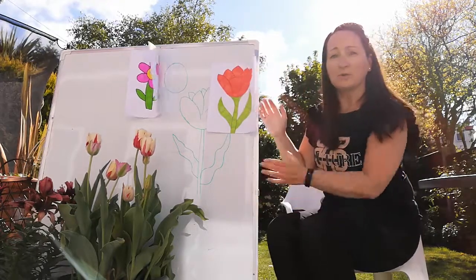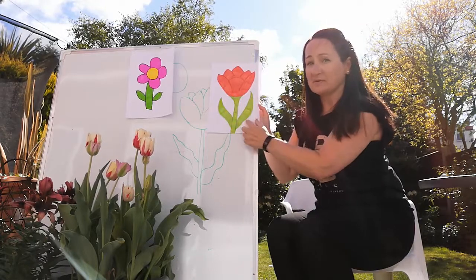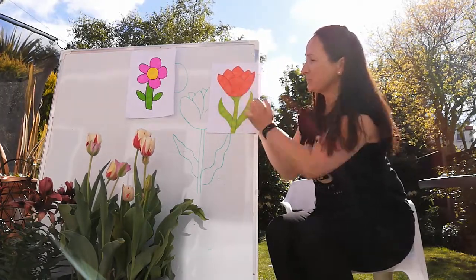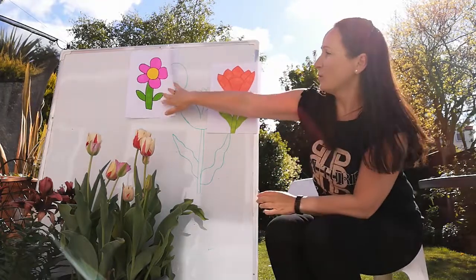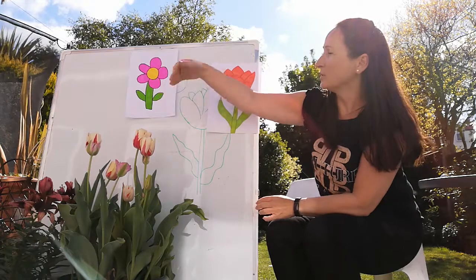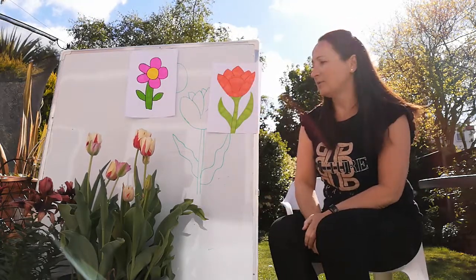Compare the two. They are both flowers. They've got all the features that we would expect to see. This one is an observational drawing that's got all the extra detail. It's got the shading and the shapes there, whereas this one is more a representation of what you think a flower might look like, and the shapes that make up a flower.